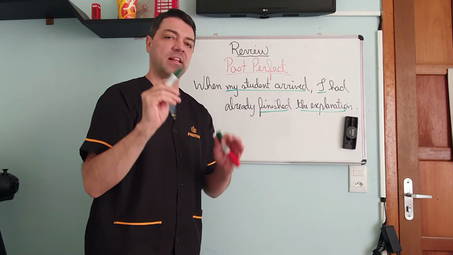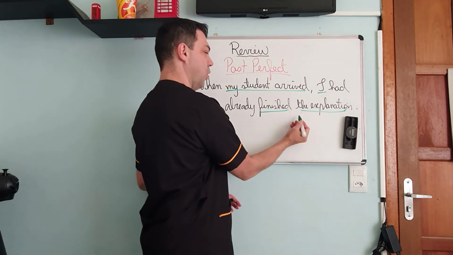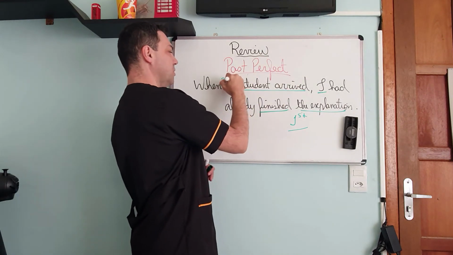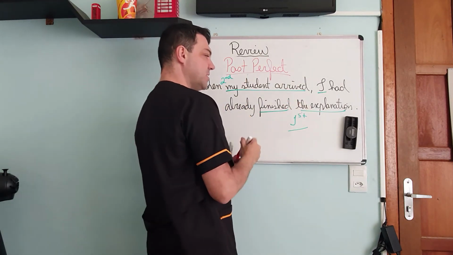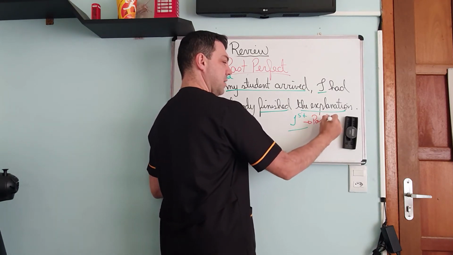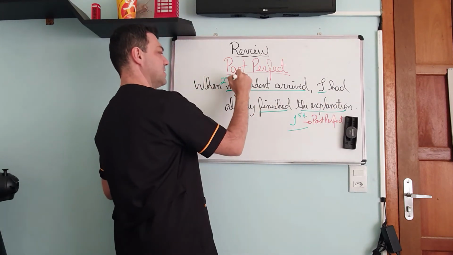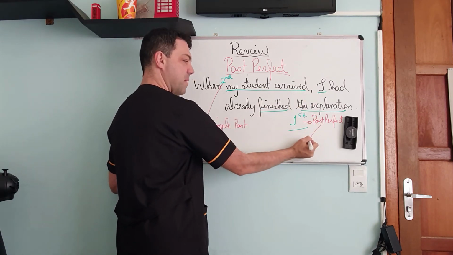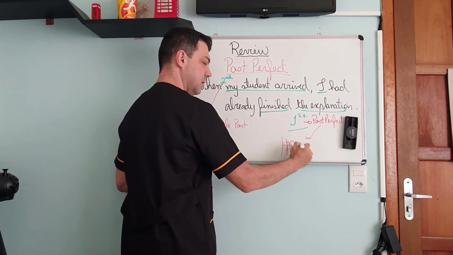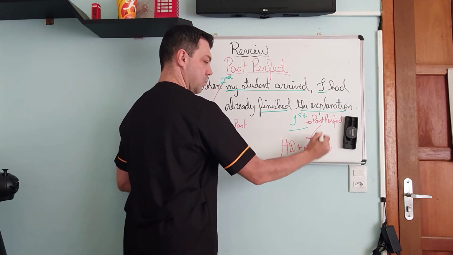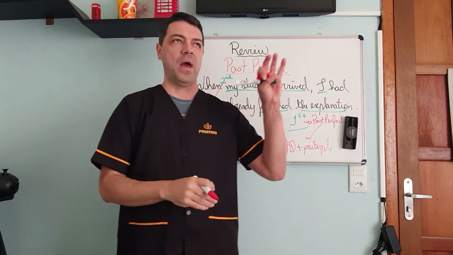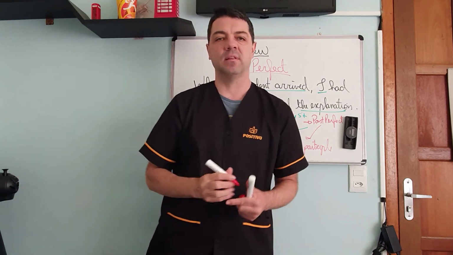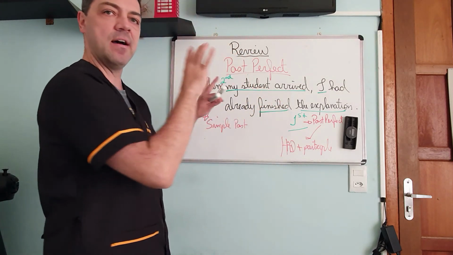Which action happened first? The action that happened first was this one, because I finished the explanation before my student arrived. So that's the idea. The action that happened first should be in the past perfect. The action that happened second should be in the simple past. And the structure of past perfect is always had plus participle, right? Remember in our previous video I said, when Brazil won the World Cup, Senna had died. Because Senna died before Brazil won the World Cup in 1994. So this is the idea of past perfect.